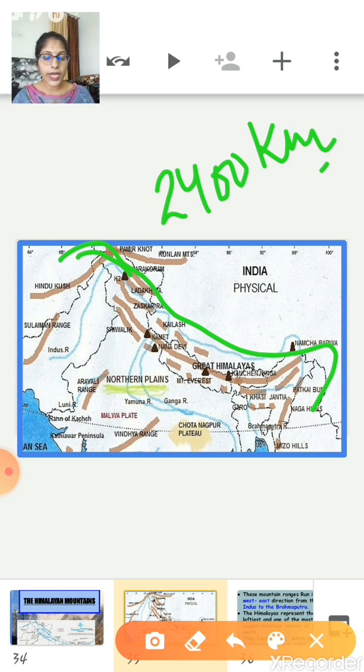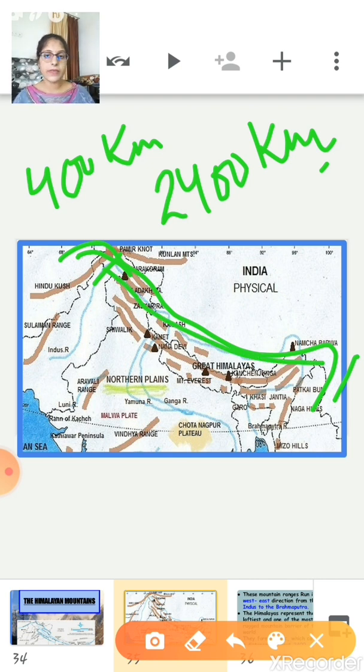But if we talk about the width of the Himalayas, the width varies from Kashmir to Arunachal Pradesh. In Kashmir it is 400 kilometers. If we move towards the eastern side, that means Arunachal Pradesh.